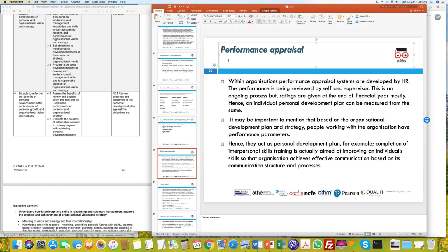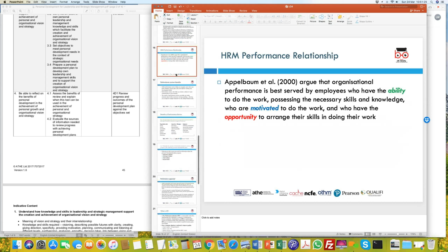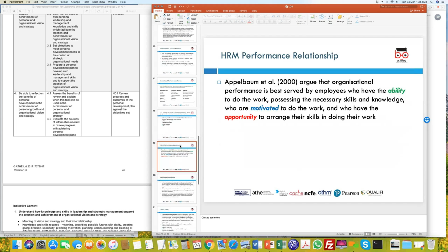So when I look at performance appraisal, you will see that it is basically a system developed by HR. Here, HR is primarily responsible for creating job descriptions, aligned with the requirements of the organizational vision and strategy, and to a certain extent related to competitors' strategy. When we look at doing performance appraisals, one of the key bits, and I've put a slide here, is the relationship with HR, which we need to understand.